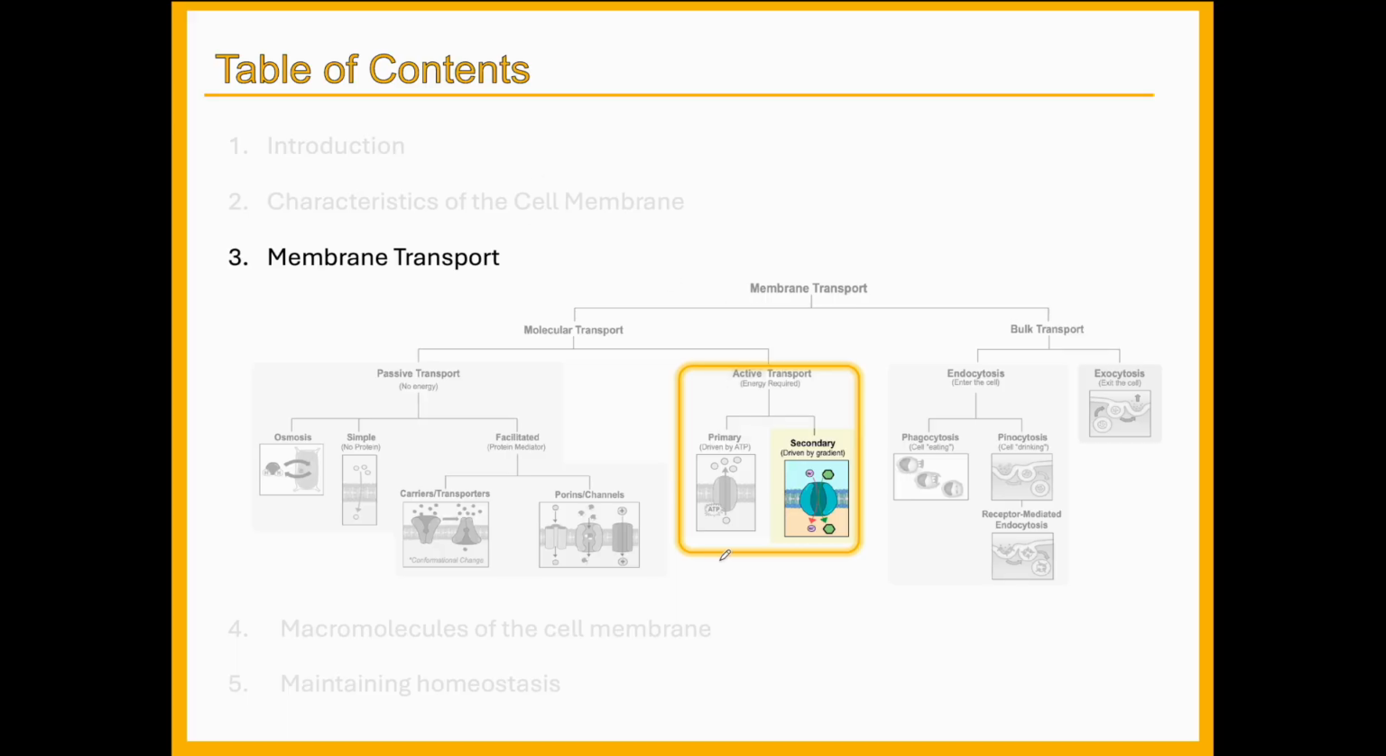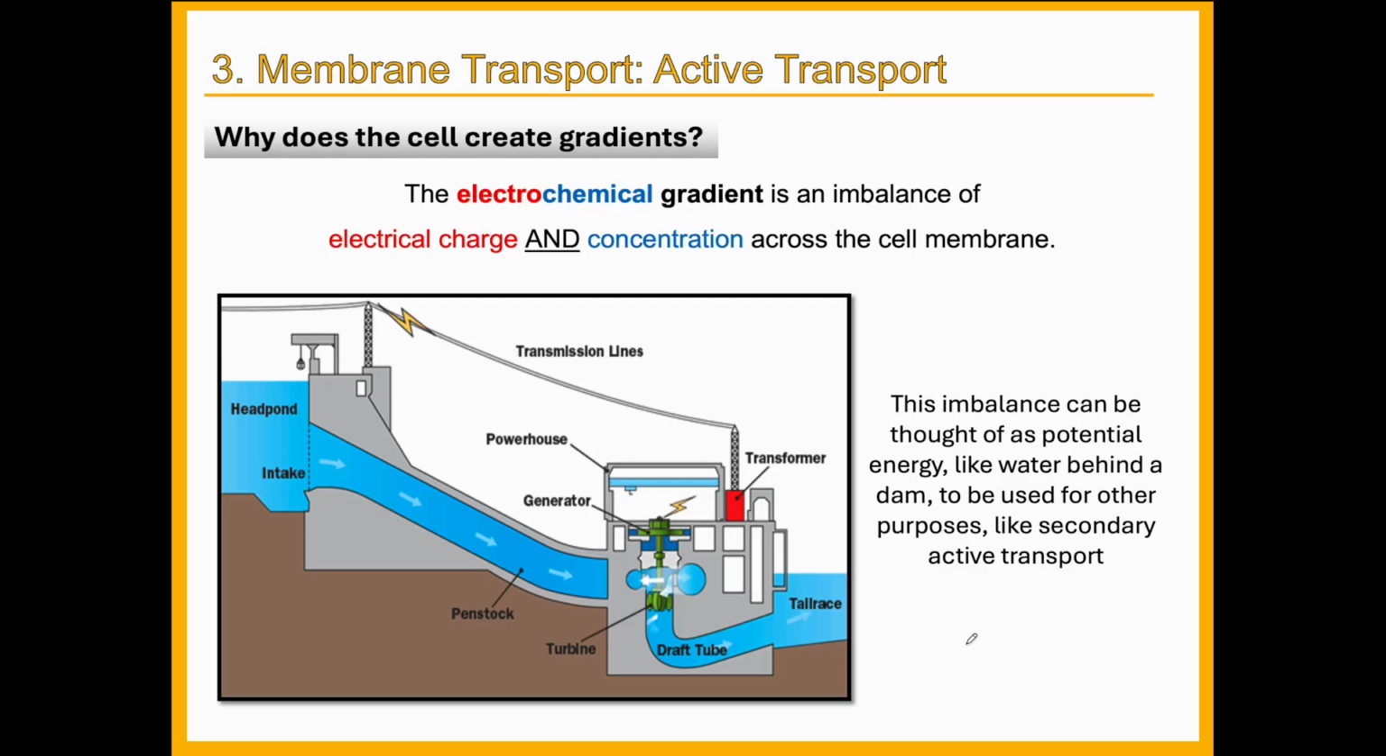I asked you, why does the cell do this? What is the point of shoving things where they don't want to be? Well, sometimes when you create a gradient, we call this the electrochemical gradient. It's an imbalance of electrical charge and concentration across a cell membrane.